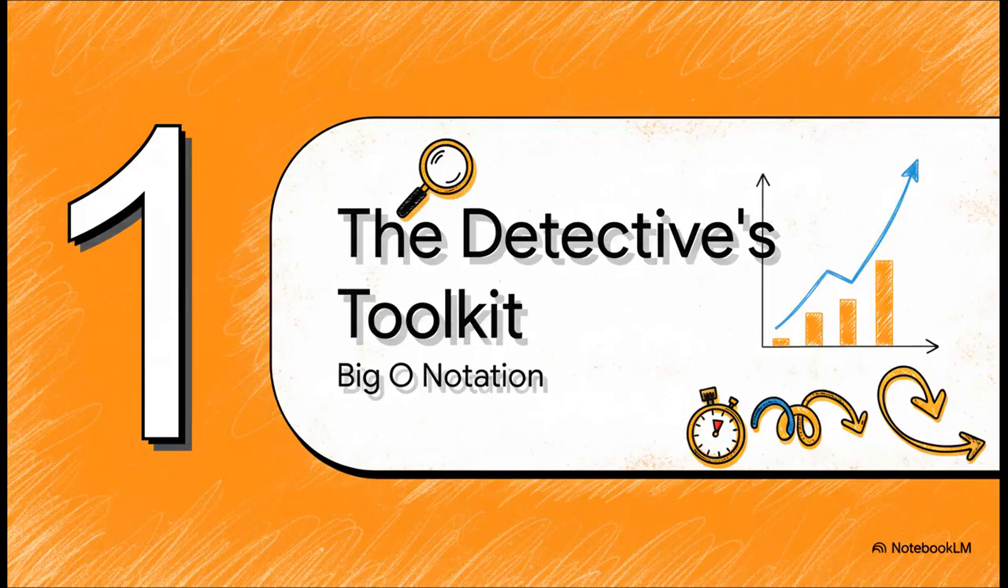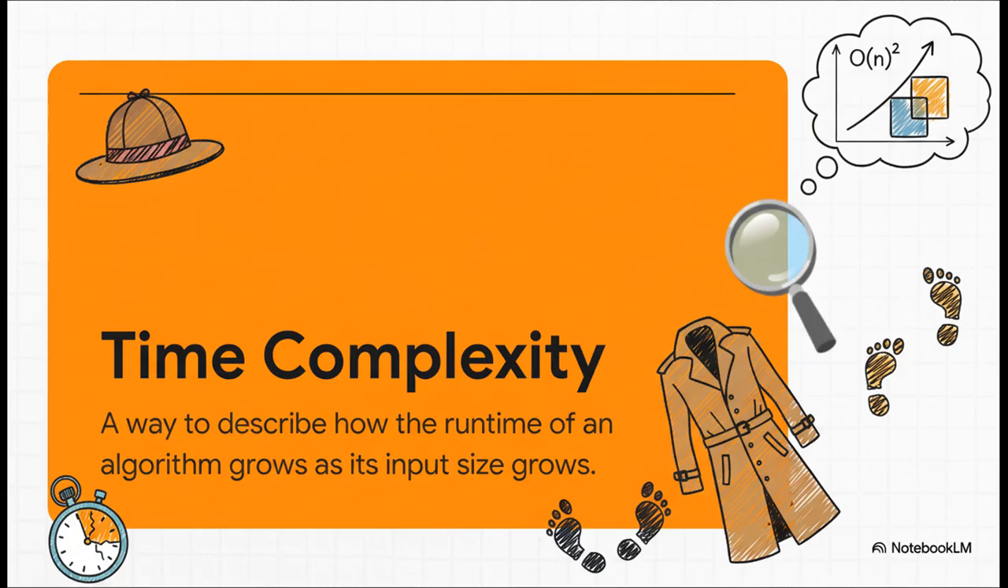Now, to solve a mystery like this, you need the right tools. And for a performance detective, the most important tool in the entire toolkit is something called Big O notation. Think of it like our special magnifying glass. It lets us see exactly how an algorithm behaves as the amount of data it has to chew through gets bigger and bigger. So what is Big O actually measuring?